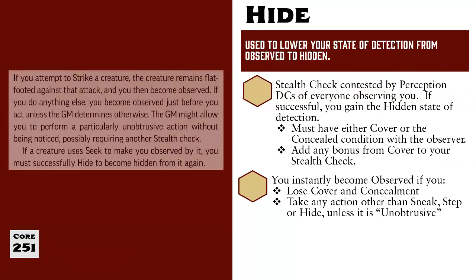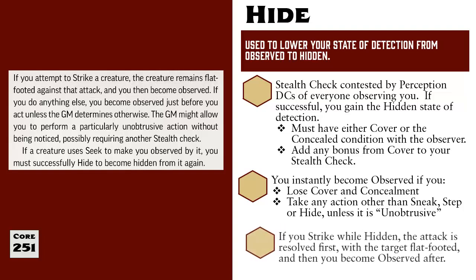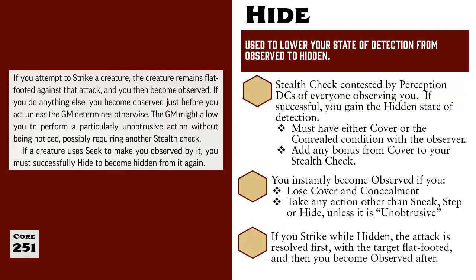Now there are two exceptions to this, and the first is the strike action. If you strike a target while hidden, you resolve the attack first and don't become observed until after the attack. This means the target is flat-footed for the attack, and therefore the attacker can use abilities like sneak attack with their strike. But once the attack is resolved, the hiding character instantly becomes observed.